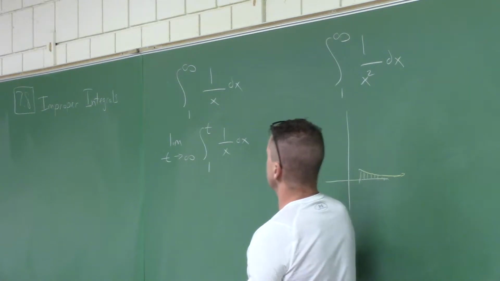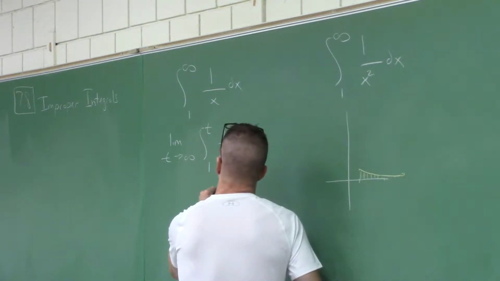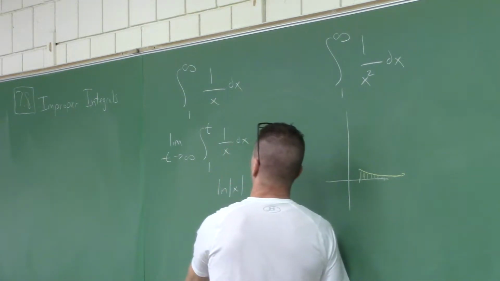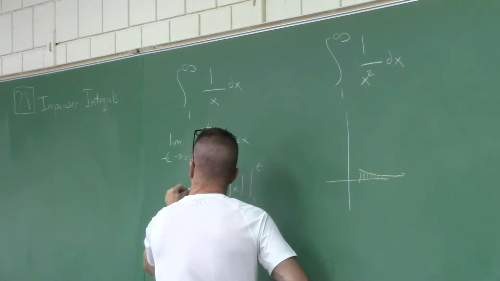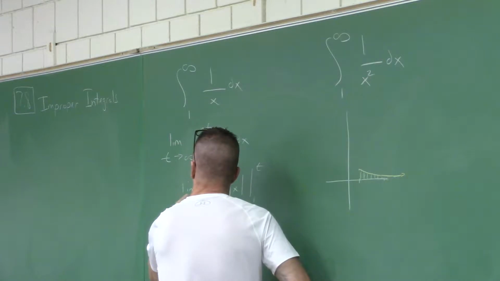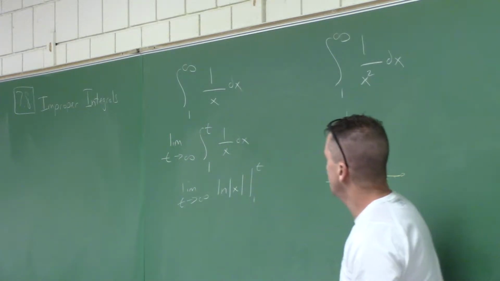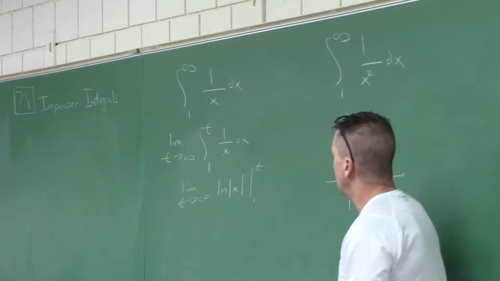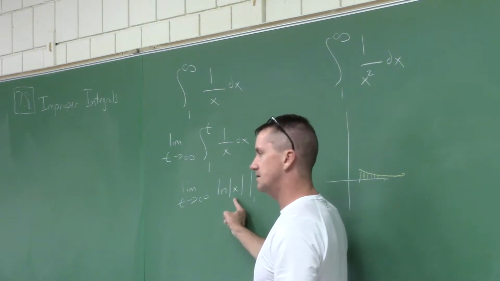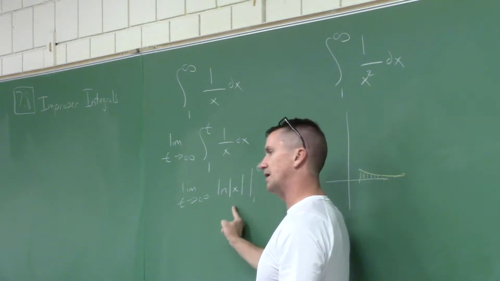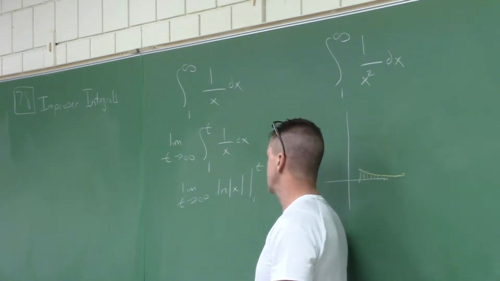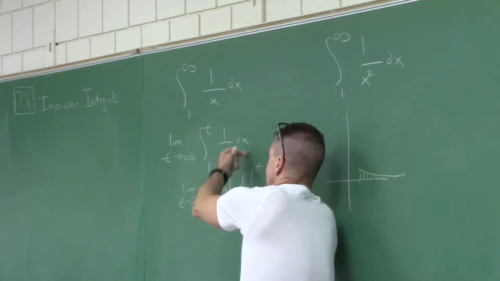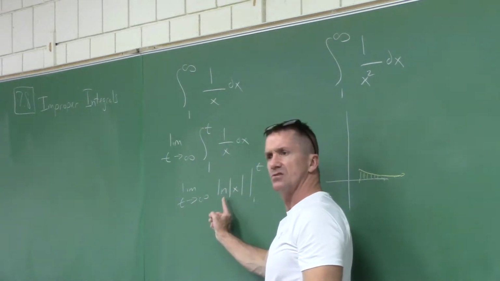What's the integral of 1 over x? Natural log of x. I'll put the bars. So we'll go from 1 to t. I'll write this again: limit as t goes to infinity. Now I'm going to substitute a t in here, and then I'll substitute a 1 in there. And for each one of these, we'll figure out what's the limit as t goes to infinity. All right? So when I substitute a t into the x, this becomes natural log of t.